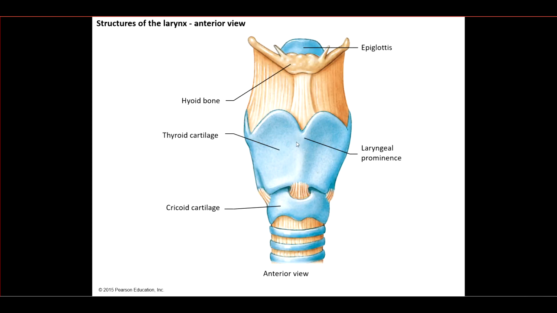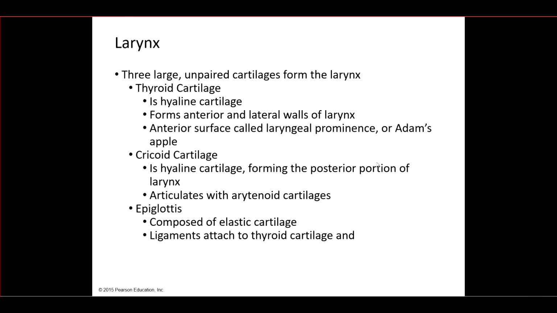Also, right about here, on males more than females, the thyroid cartilage may become more prominent. This is what we call the laryngeal prominence, commonly called the Adam's apple. One of the reasons it's bigger in a male is that during puberty, as we grow, the testosterone in a male causes the laryngeal prominence to be bigger. So that's the reason for that.